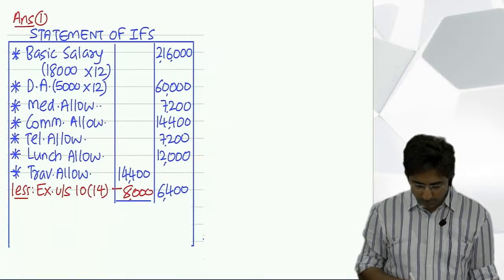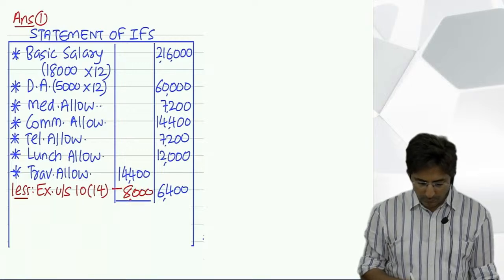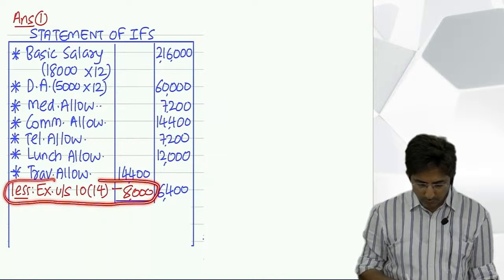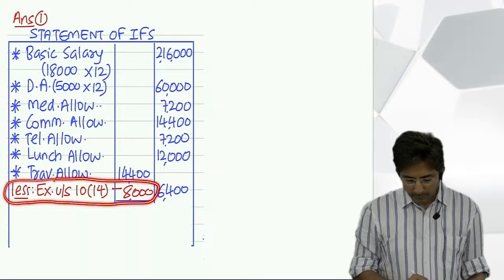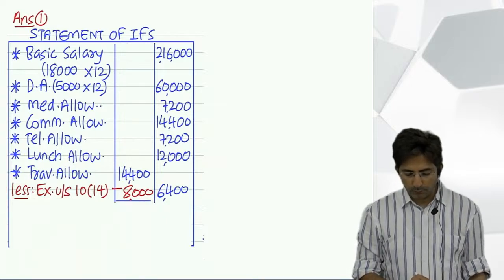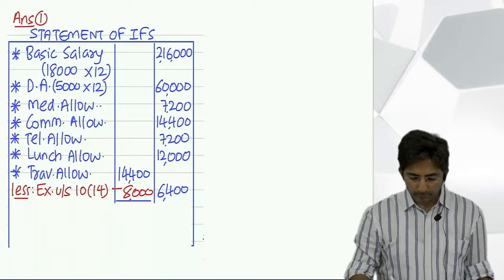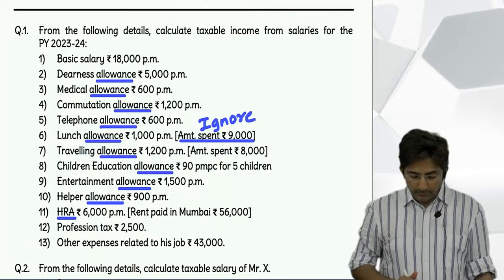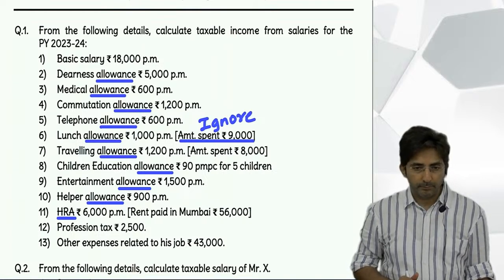It is better if you write this with red pen, less exempt. In exam, red pen is not allowed, but just to maintain proper notes, you can use red pen here. Exempt under section 10(14), 8000, outer column, 6400. Okay. Wait, now don't rush. Next point, everyone will have to wait.